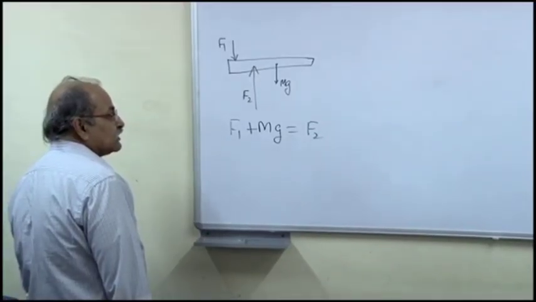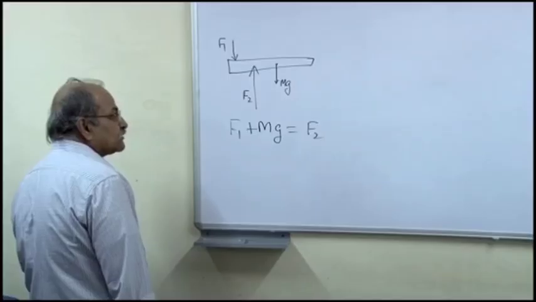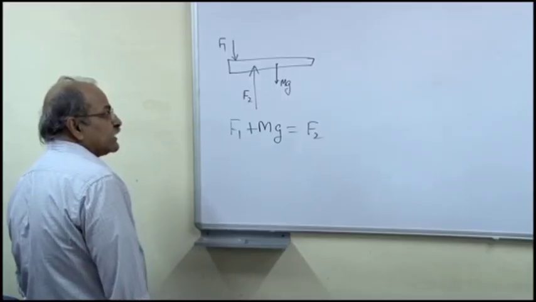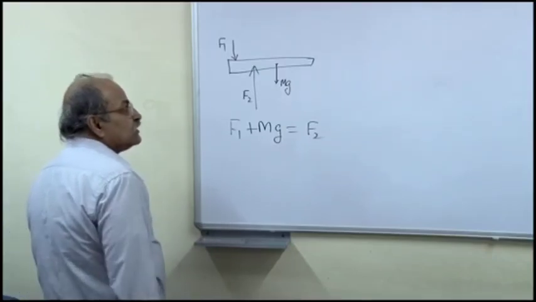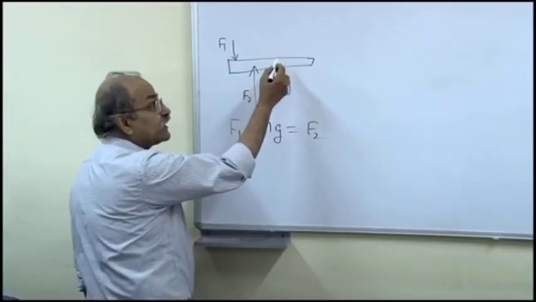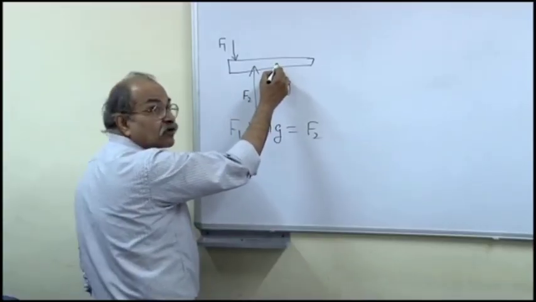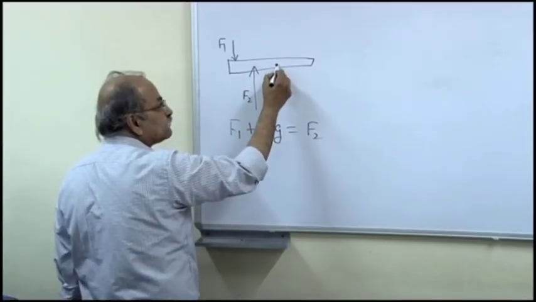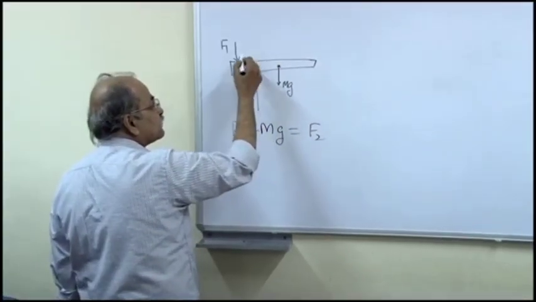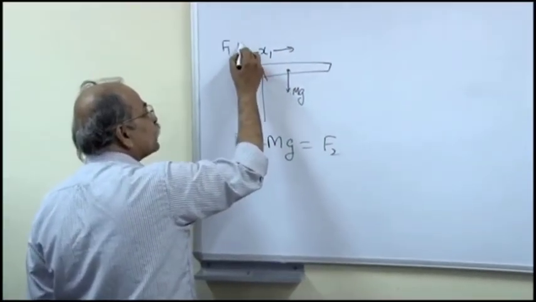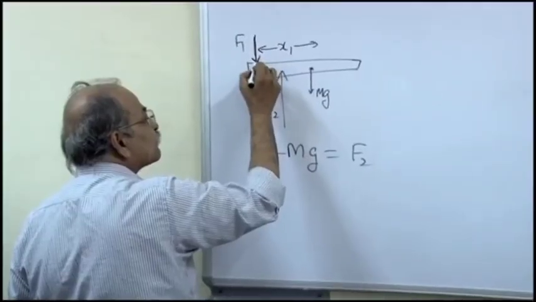Now come to torque. Where do you want to take torque? Any point I can choose and take torques about that. Total external torque should be 0. So take this point, the central point, and the torque of all the forces about this. Torque of mg will be 0, then the torque of F1. So let us take this distance as x1.